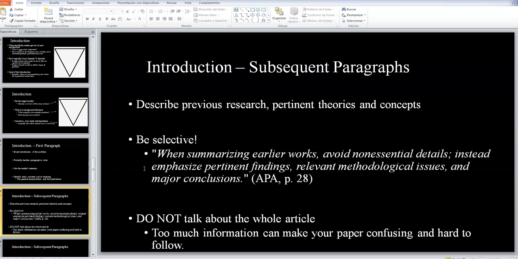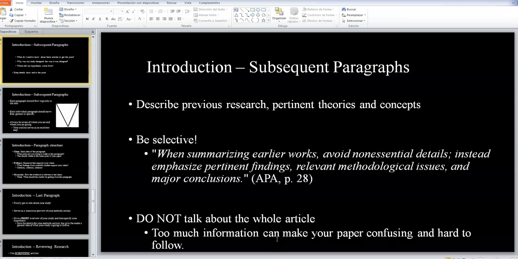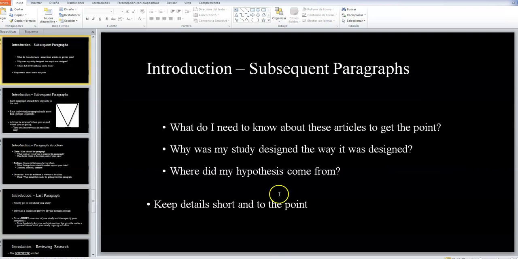And then as you move on in the paragraph, you start to talk about research. You want to summarize, choosing specific work that you find important. Do not talk about the whole articles that you're reviewing. Too much information can be confusing and hard. And very important to know, what do I need to know about the articles?